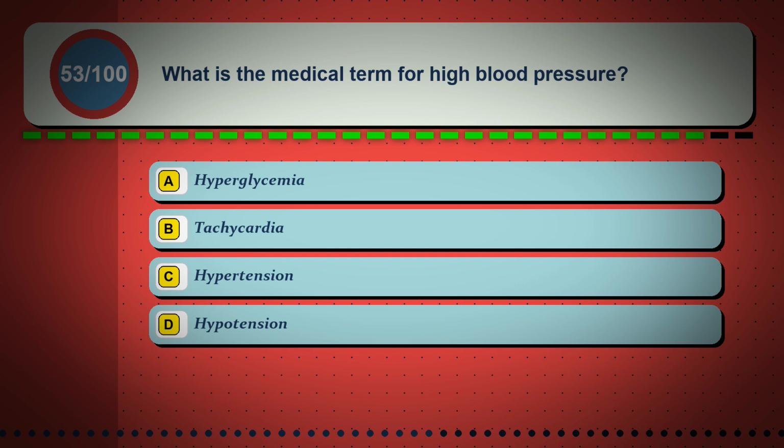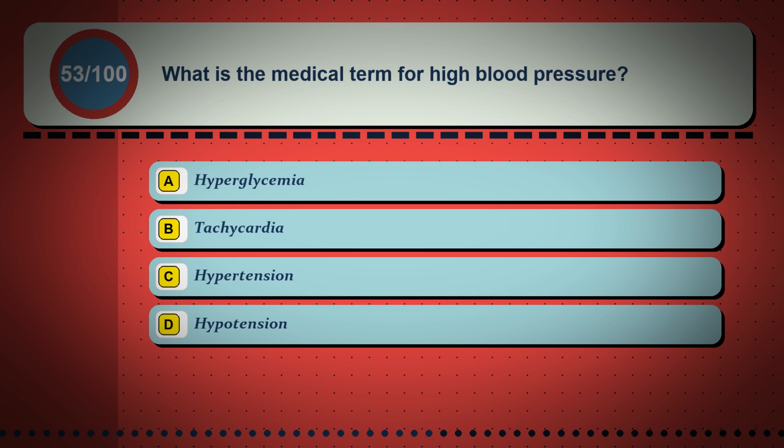Question 53. What is the medical term for high blood pressure? Option A. Hyperglycemia. Option B. Tachycardia. Option C. Hypertension. Option D. Hypotension.